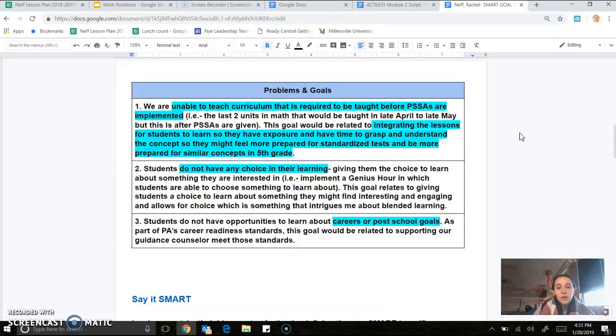And then lastly, students really don't have an opportunity to learn about careers or post-school goals or things that might interest them for moving forward with their schooling. So what I would like to do is give them an opportunity for this. And those were my 3 problems and goals for non-consumption.